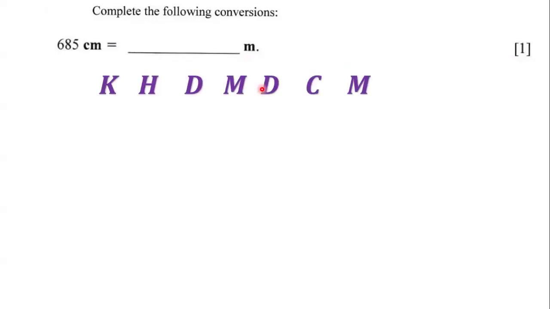So again, we're going to use our acronym: King Henry, Died, Drinking... Knock him down, minister, don't commit mayhem. We know that the K stands for kilometers, the M stands for meters, the C stands for centimeters, and this M stands for millimeters. So we're moving from centimeters to meters. How many spaces or how many times will we move over?